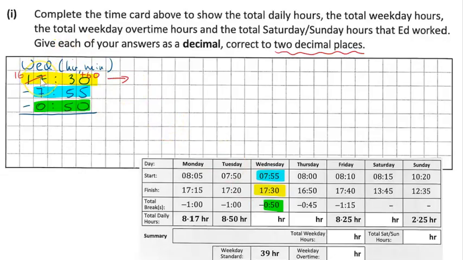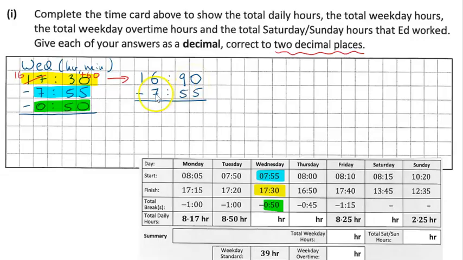So the first thing I'm going to do is rewrite 17:30 as 16:90, because we can't subtract 55 minutes from 30. So we're going to have to borrow an hour, and there's 60 minutes in an hour. So we're borrowing an hour from the 17. 17 minus 1 is 16 because we borrowed the hour, and we're adding the hour, which is 60 minutes, onto the 30. 30 plus 60 makes 90. So we just rewrite 17:30 as 16:90.